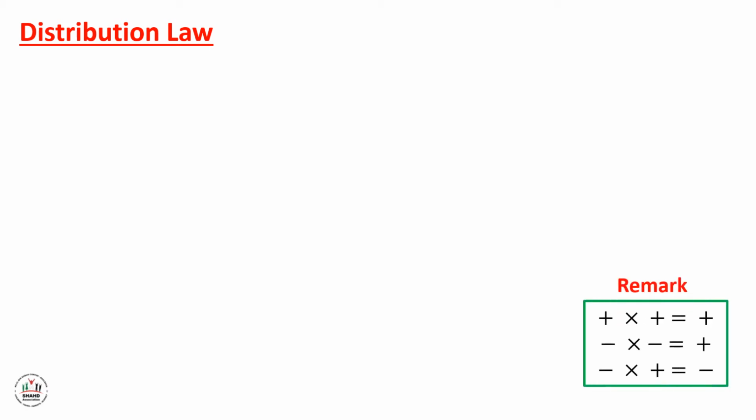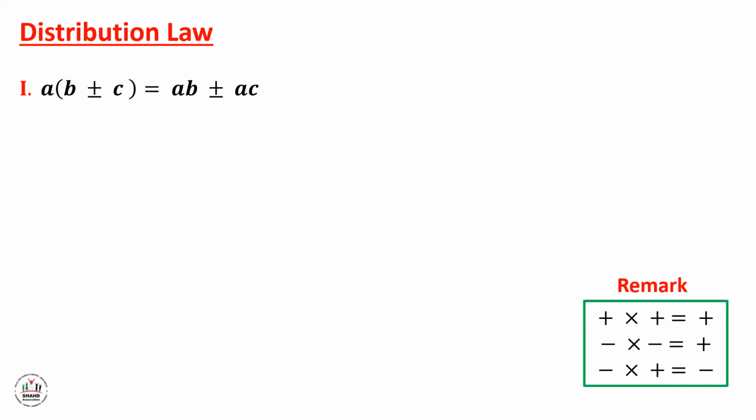Now, let's introduce the distribution law, which is a very important and easy law. Before we start, let's revise this remark at the bottom of the page to the right, which says when we multiply two similar signs, we get a positive sign. We multiply two different signs, we get a negative sign.